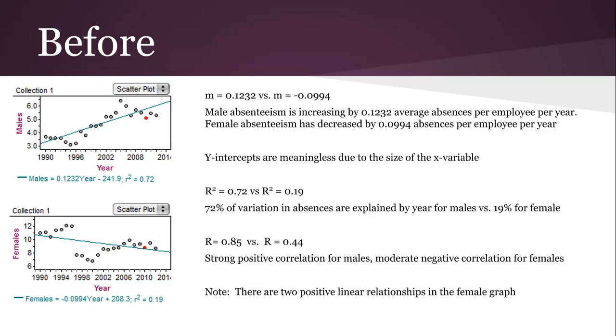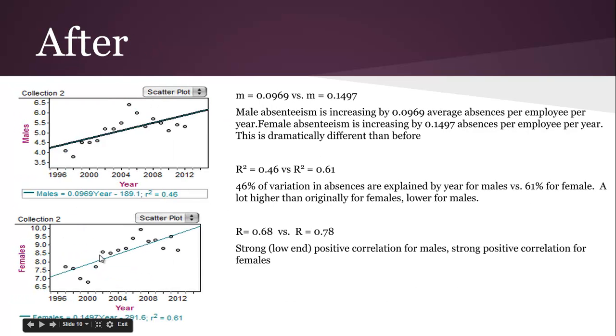The y-intercepts really are meaningless due to the size of the x variable. We're looking at years, so they really mean nothing. They just give you the shape. The r-squareds are 72% for males versus only 19% for females. The r value is strong positive when we square root it for males, but it's a moderate negative for females. We note that there are two positive linear relationships in the female graph. So the female graph says it's negative, but it's actually looking at two positive relationships over the years. Something changed around the year 1996.